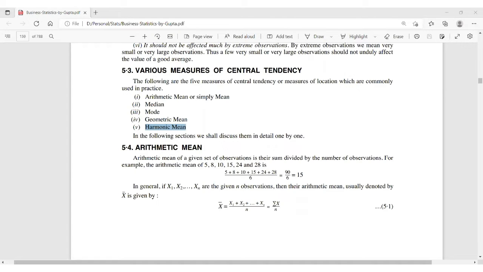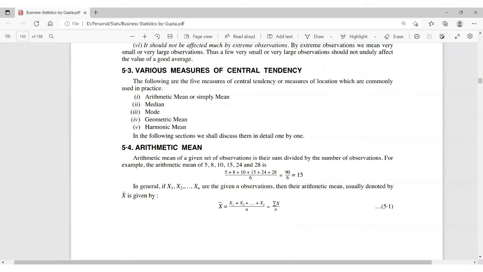Sir, median is a positional average. Then is geometric mean also positional? No, positional average is only the median and other positional averages. I haven't mentioned them here. Median is a positional average, and there are some other positional averages. When we start the median, at that time I'll tell you about the other positional averages also. Okay, sir. Right?